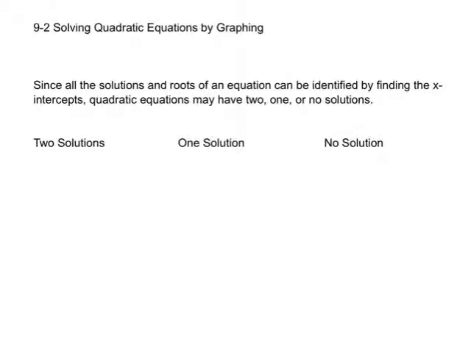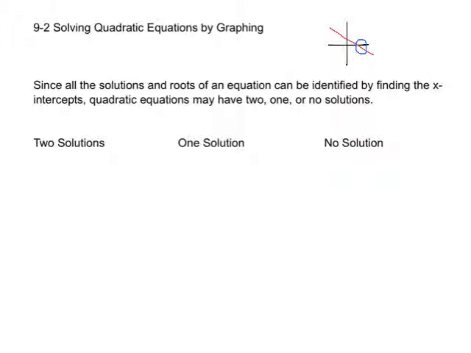For this lesson, we're going to start looking at solving quadratic equations by graphing. And since all the solutions and roots of an equation can be identified by finding the x-intercept, quadratic equations may have 2, 1, or no solutions. So if you remember when we were solving for linear equations, and we were looking for the root of a linear equation, and I had my line, my root was this x-intercept right there. So the same is going to go with a quadratic equation.